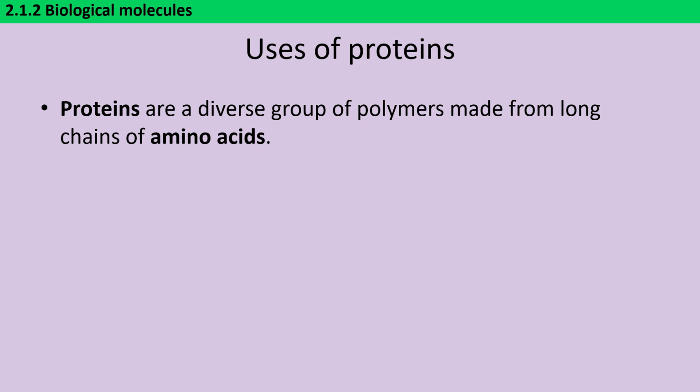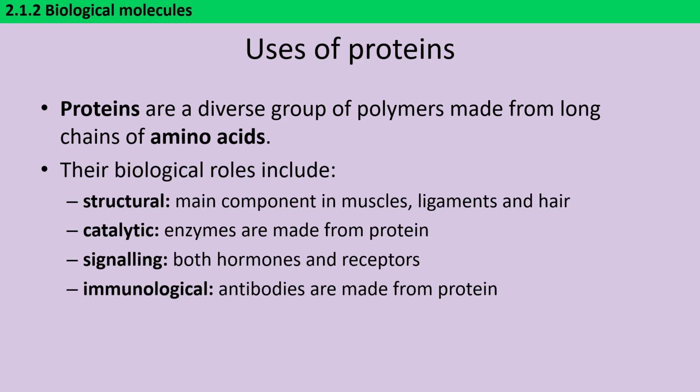Now, proteins are actually a really diverse group of polymers made from long chains of amino acids. And we can break down their functions into four main groups. So we have structural proteins, like the ones that make up muscles and ligaments and hair. We have catalytic proteins, because of course enzymes are made from protein, and enzymes are responsible not just for things like digestion, but really for speeding up all of the chemical reactions that happen in a cell. We've got signalling proteins, both as hormones and also as receptors, and then also immunological ones. So antibodies are also made from protein.